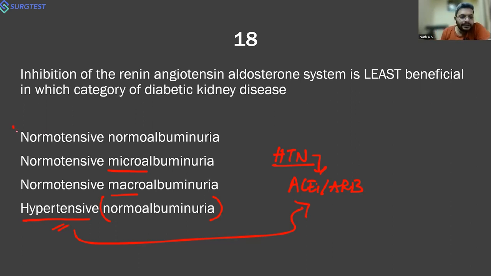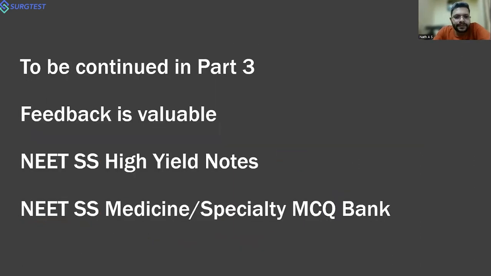So anybody with normal BP and no proteinuria, there is no benefit. So this can be another MCQ, precisely this one. Is there a benefit of adding ACE inhibitor and ARB if there is normal BP and no proteinuria? No benefit. As of now, no study has shown that.